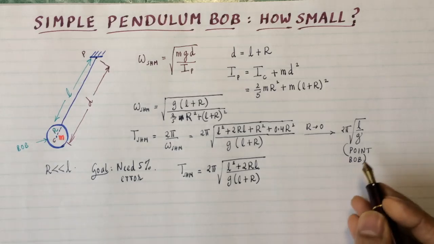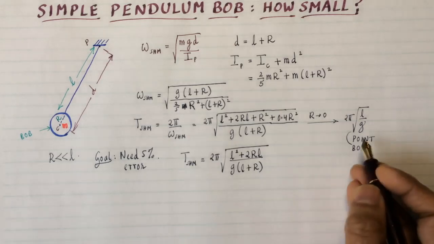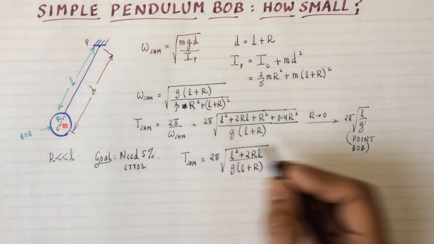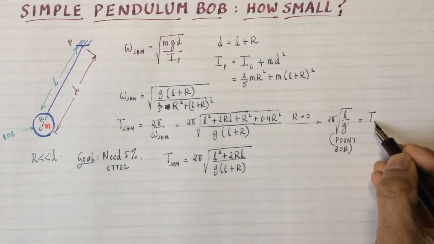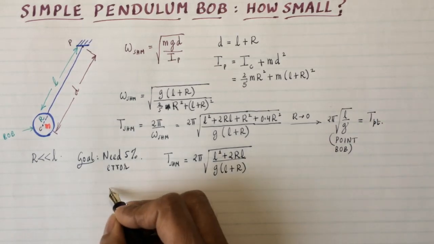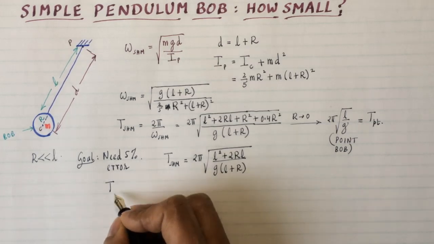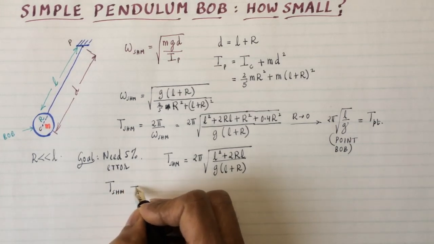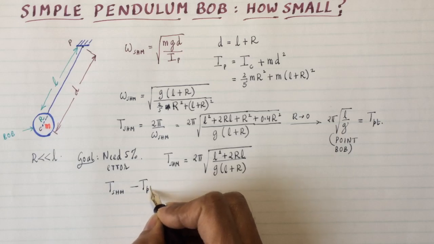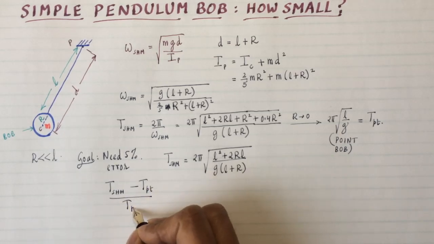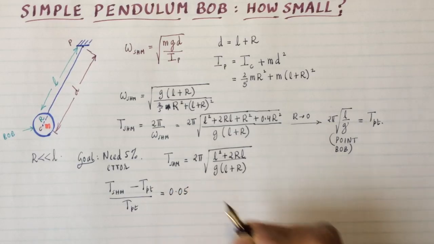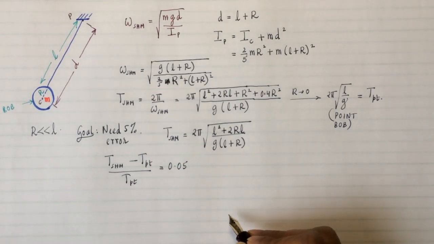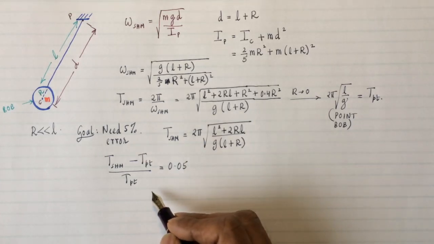At this point, let me just try to find the difference. Let's call this T point. So remember, what I'm trying to do is T simple harmonic minus T point, divided by T point, has to be 5%, which is 0.05. So that's my goal, to get a 5% error in this approximation.